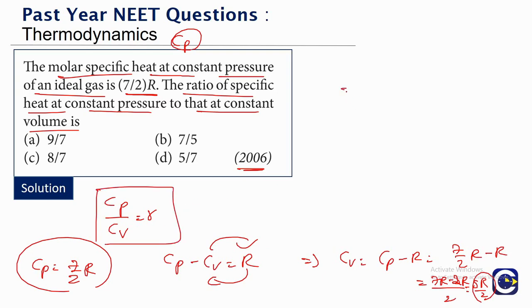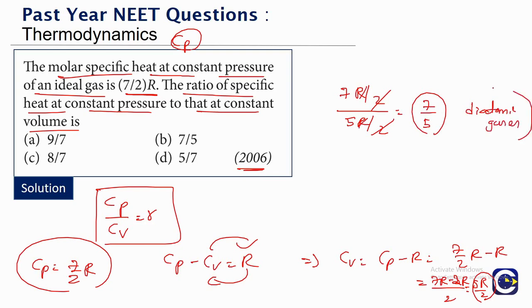It will be 7R/2 divided by 5R/2. The 2 is cancelled, R is cancelled. What is it? 7/5. And we know that for the diatomic gases, the gamma value will be 7/5 or 1.4. So what is the correct answer for this? Option B is the right answer.